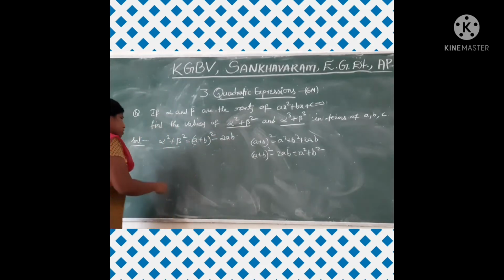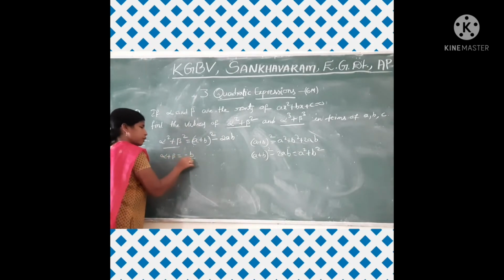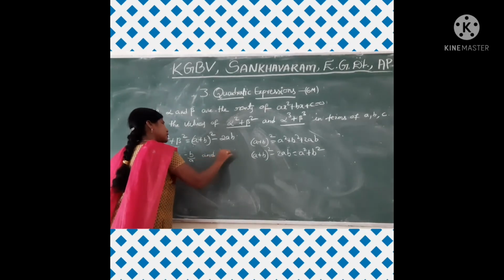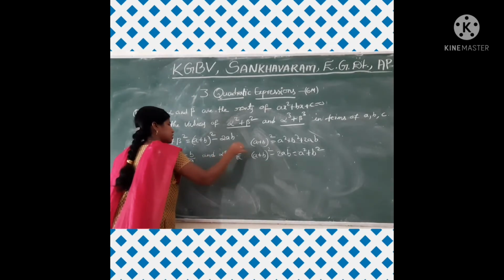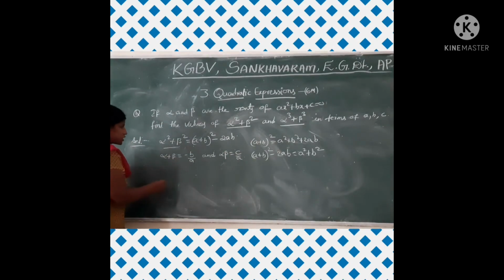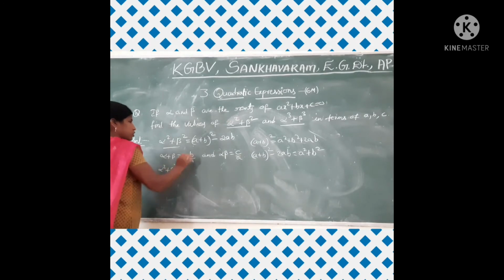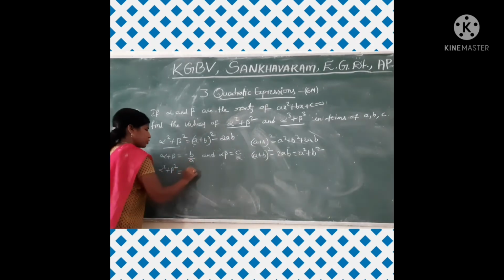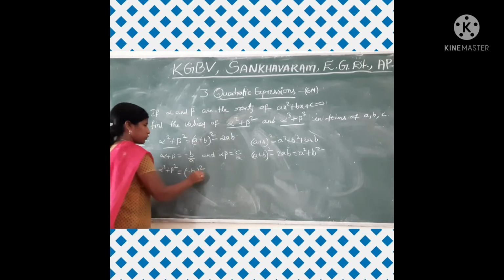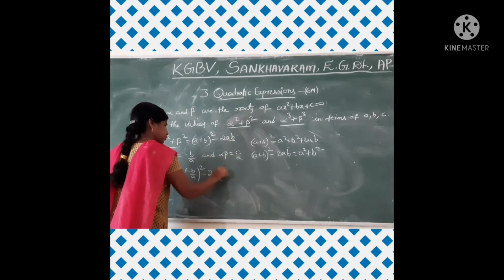Now the sum of the roots, alpha plus beta, is equal to minus b by a, and the product of the roots, alpha beta, is equal to c by a. This one we already learned. So now substitute: alpha square plus beta square is equal to alpha plus beta whole square, meaning minus b by a whole square, minus 2 into alpha beta, meaning c by a.